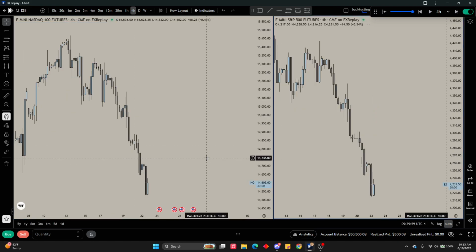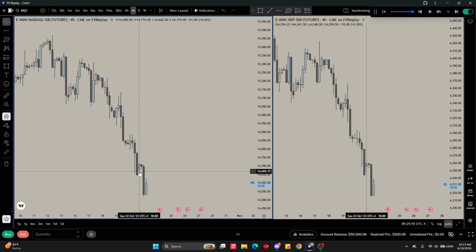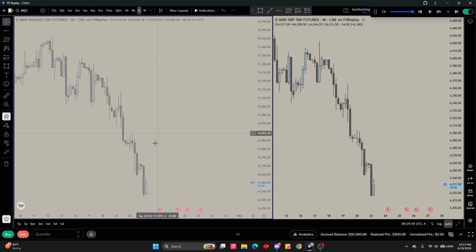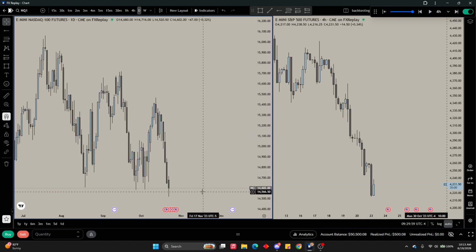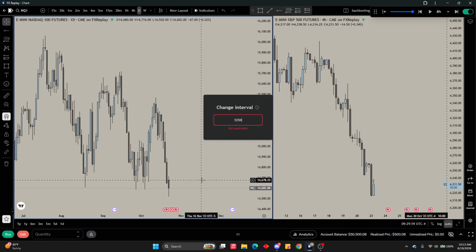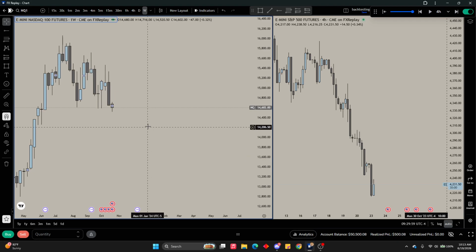All right, where are we at? Friday. Yeah, we never actually ended up tapping that 4 hour. That's crazy. So now we just took out all these daily lows. That's really crazy. Weekly, is there a weekly gap over here? We just inverse this weekly gap.